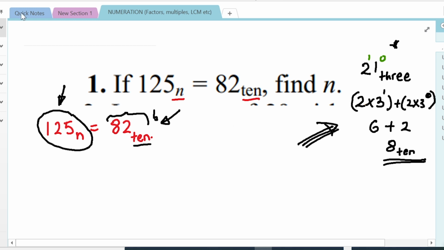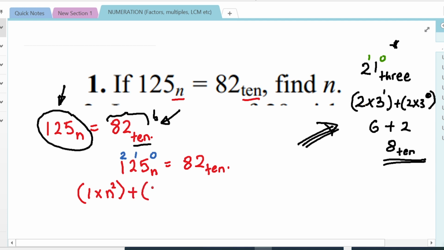So again, let me try and rewrite this here. So this is 125 base n is equal to 82 base 10. So let's assign powers to this. This is power 0, power 1, power 2. So after doing so, then we shall begin. We are converting 125 base n to base 10. So this becomes 1 times n to the power 2 plus 2 times n to the power 1 plus 5 times n to the power 0. That is all going to be equal to 82 base 10.